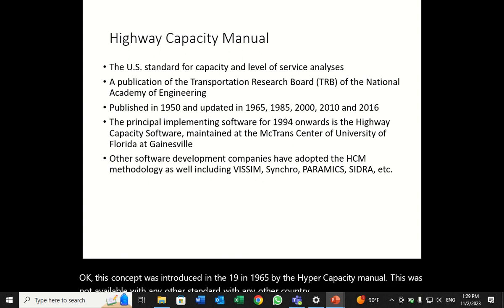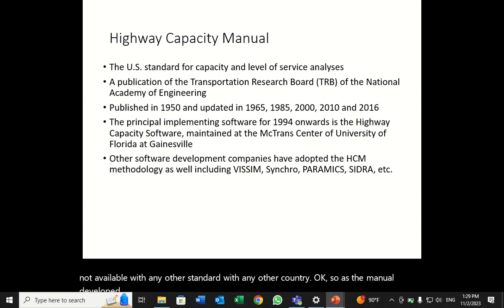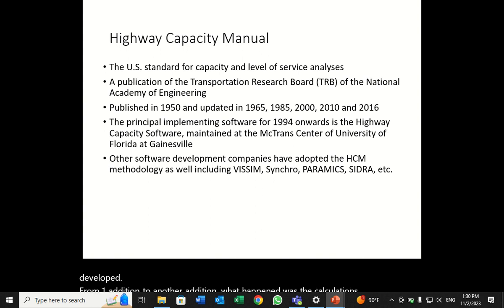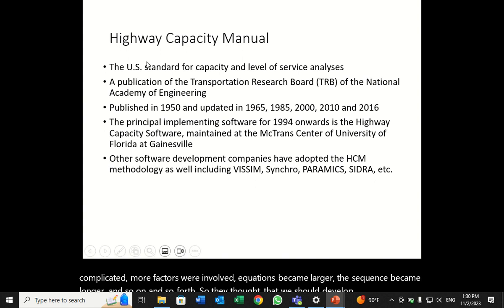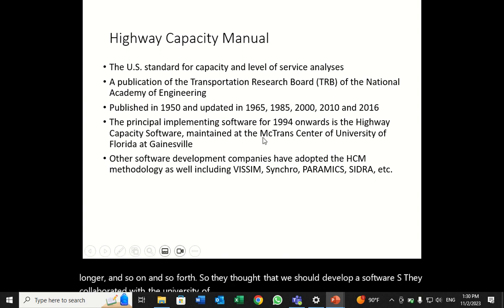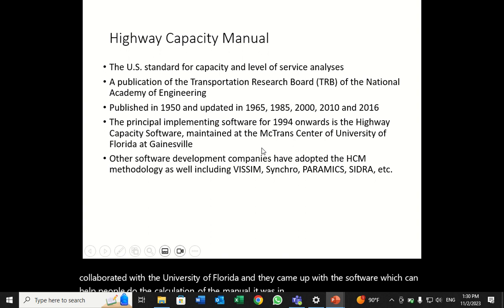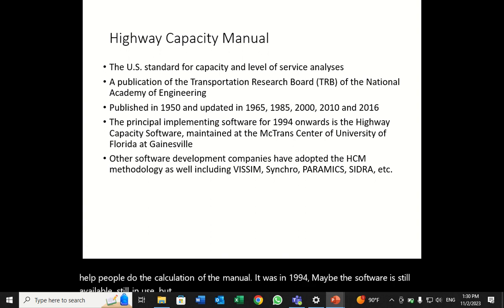Okay, as the manual developed from one edition to another, the calculations became more complicated, more factors were involved, equations became larger, the sequence became longer, and so on. So they thought that we should develop a software. They collaborated with the University of Florida and came up with a software which can help people do the calculations of the manual. It was in 1994. Maybe the software is still available, still in use, but it's no longer required to do the calculation of the manual.